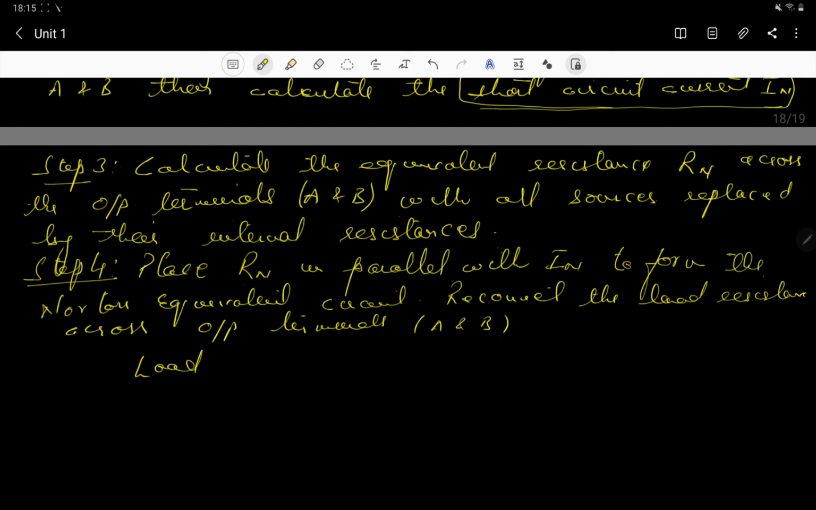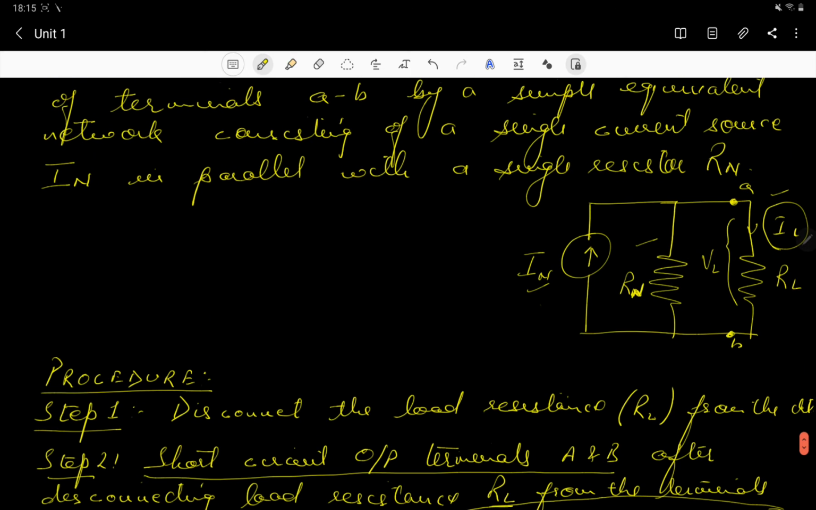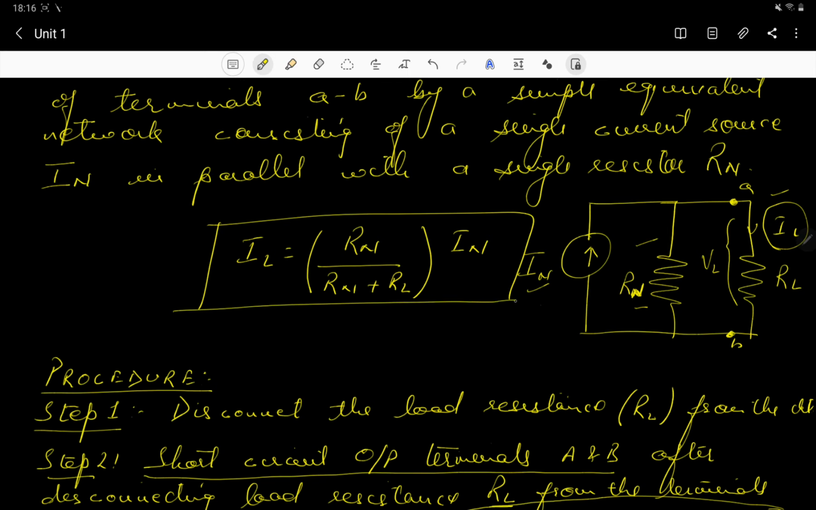Now if you want to calculate the load current IL from the circuit, just apply the current division rule. The resistance in the other parallel branch, Rn, upon the total resistance of both branches, Rn plus RL, into the total current coming towards that, IN. This will give you IL.